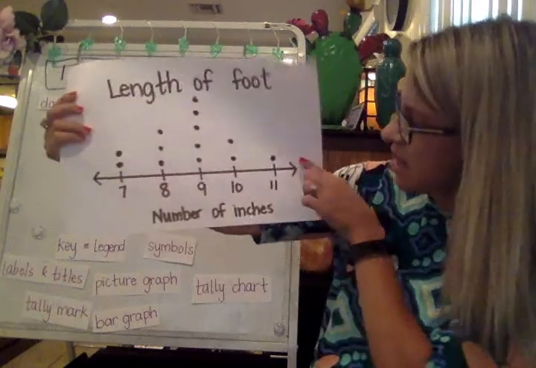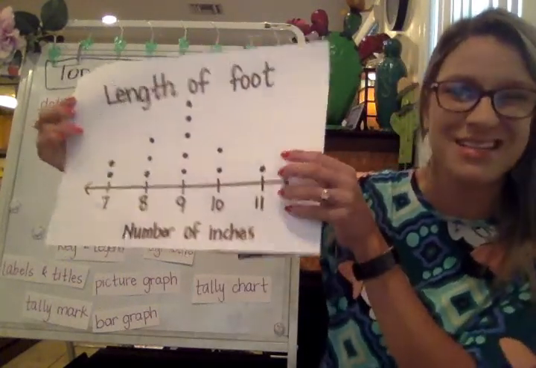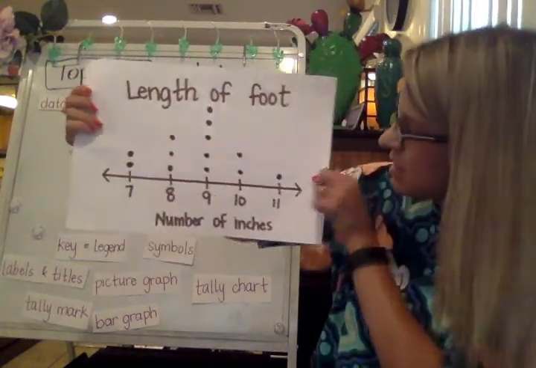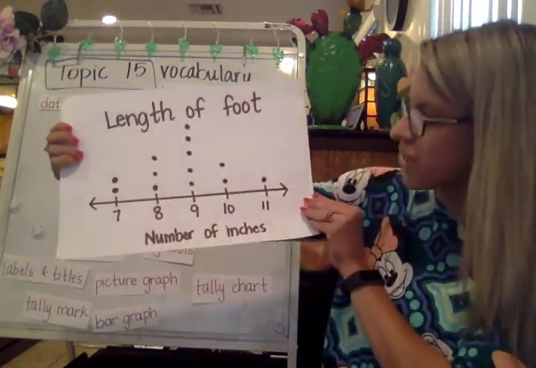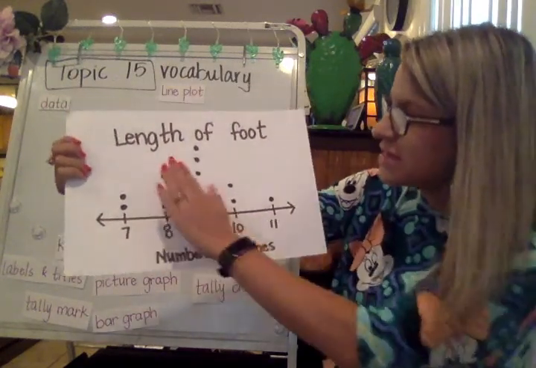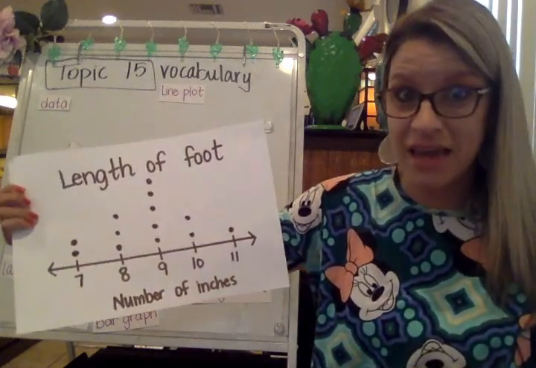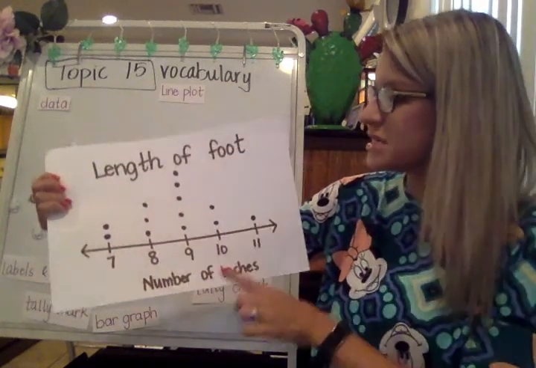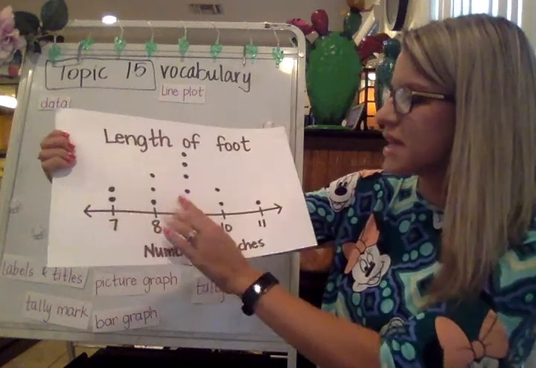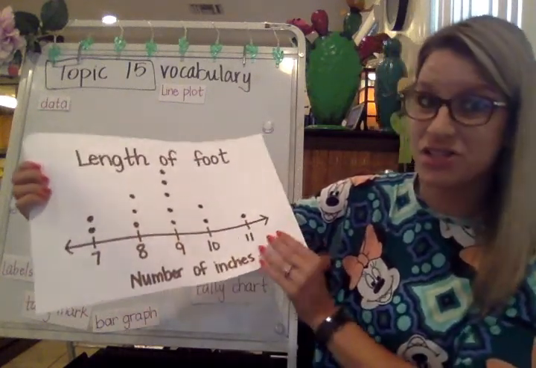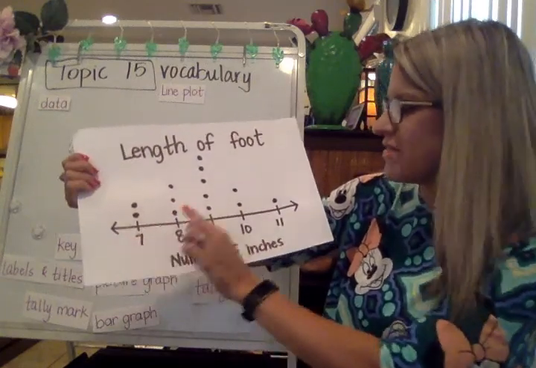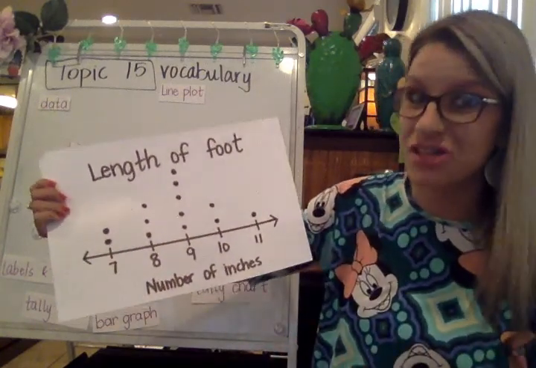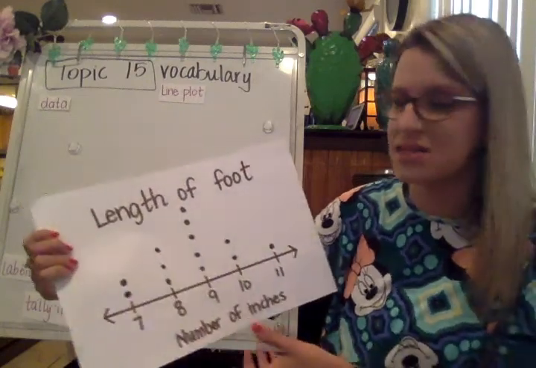Notice that there is an open number line here. It doesn't start just at the number 0, and it doesn't have an end spot, so it could continue outward. Sometimes when you're looking at a line plot, one category doesn't have anything represented. You can't just skip numbers. So let's say that there weren't any people that had 8-inch measurements of their foot. You couldn't just say 7, 9, 10. You have to actually put the number 8 there and just not put any dots.